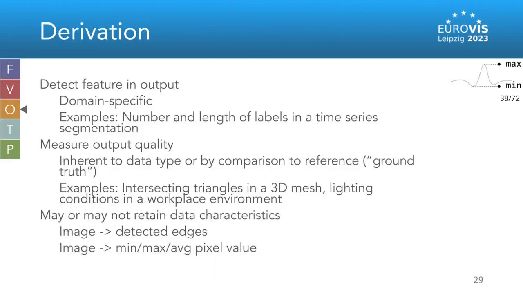Derivation was a popular strategy to convert temporal or spatial data to abstract data, which can then be nicely presented in standard information visualizations. We found that derived data either detects desired features in the output, such as ridges in a vector field or the length of a segment with a given label, or it measures the output quality. The latter can be achieved either by data type intrinsic quality measures, such as the amount of intersecting triangles in a mesh, or by comparison to a reference, which may be obtained from domain experts or even legal codes.